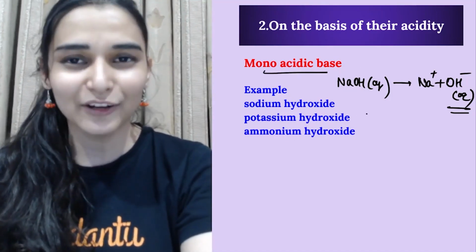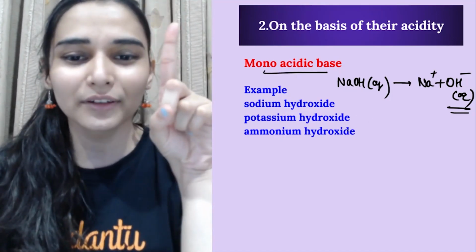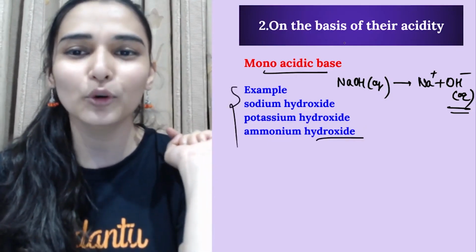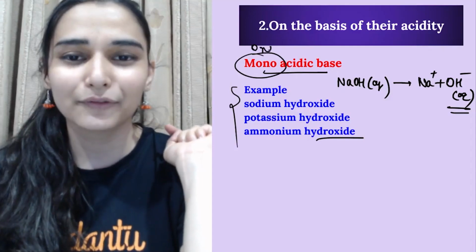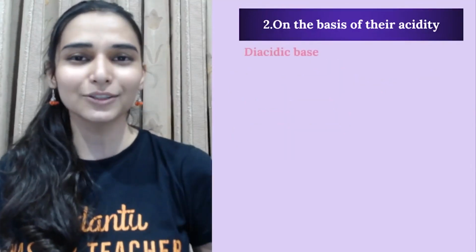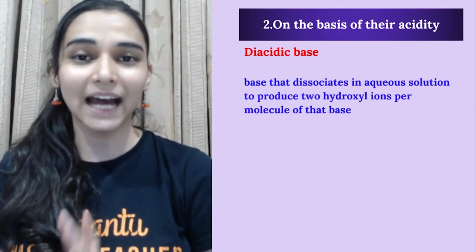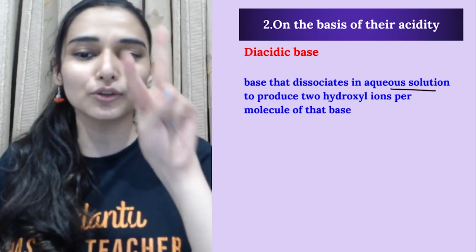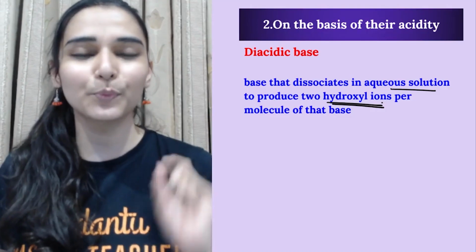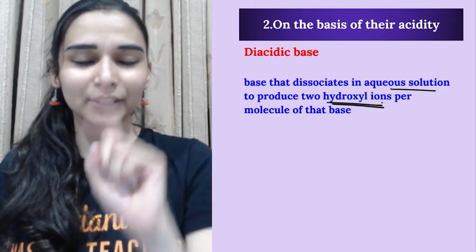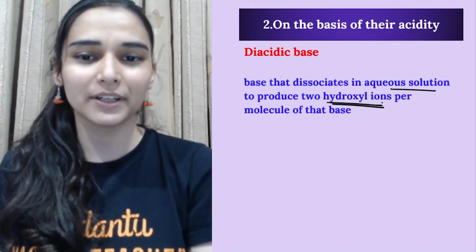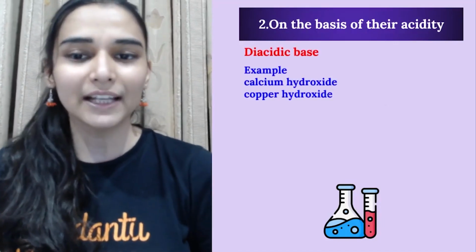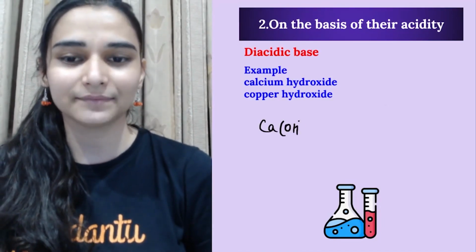Similarly, potassium hydroxide will be giving you one OH ion in water, ammonium hydroxide one OH ion, so they all are mono, meaning one OH ion in water, so they are monoacidic. Similarly, we have diacidic bases. Now they will dissociate in aqueous solution to give us 2 hydroxyl ions per molecule. Means one molecule would be giving me 2 OH ions. Very basic examples, you can take magnesium hydroxide, calcium hydroxide.